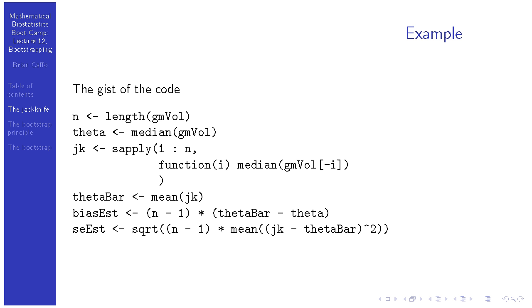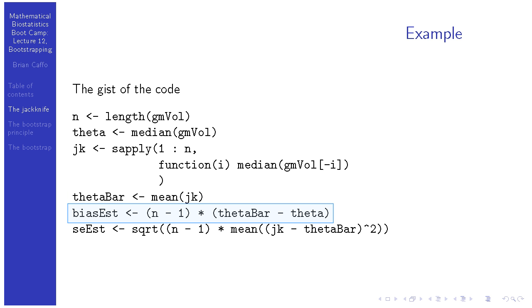So, for example, here is the gist of the code to do this. You don't actually have to execute the code. I'll show you in a page how to do it, but you could do it in any language, not just R. You just have to figure out how to delete observations one at a time. So let n just be the number of observations we have. Theta hat is the median of these gray matter volumes. And then the jackknife estimates are the median that I obtain each time where I delete the ith observation, and this sapply function is exactly that. Then theta bar, exactly from the notation from the previous couple of slides, is just the mean of these leave one out jackknife estimates.